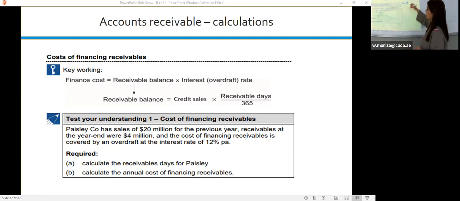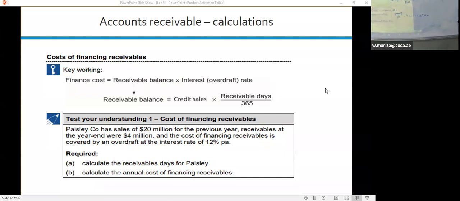So what is the formula? Receivables, how much receivables are there? 4 million divided by how much credit sales are there? 20 million, multiplied by 365 will be the receivable days. 73 days. Okay, then they are asking about cost of financing receivables. So simply, receivables balance, that is how much? 4 million, multiplied by interest rate. Interest rate is 12%. So 0.48 million dollars, okay? So this is our cost of financing receivables, which is simply receivables balance multiplied by finance cost, as they have written.